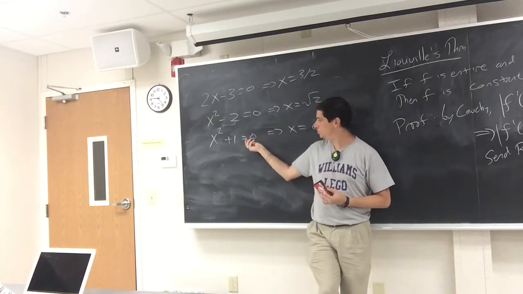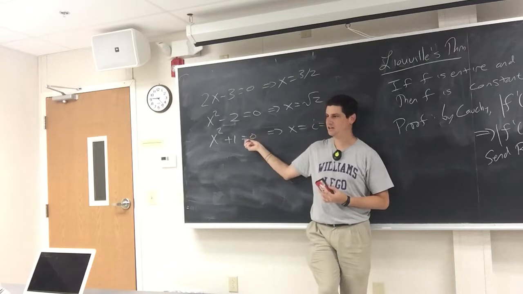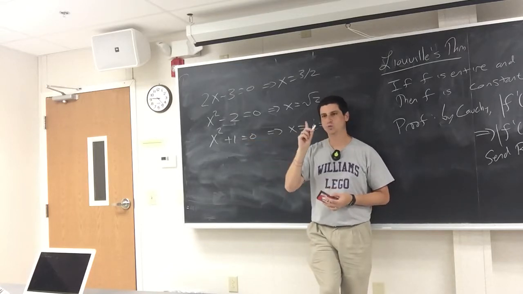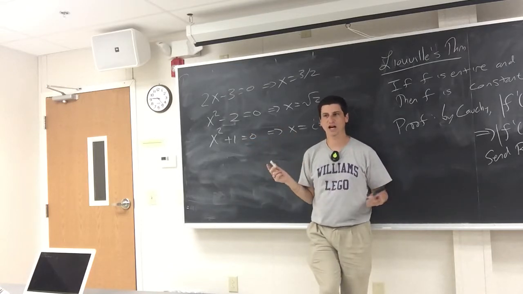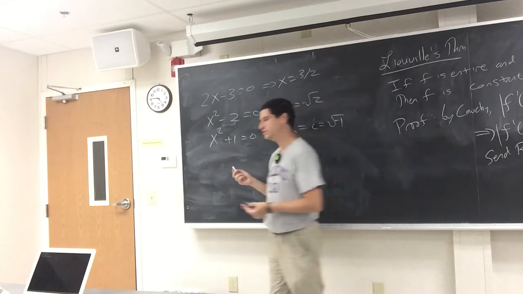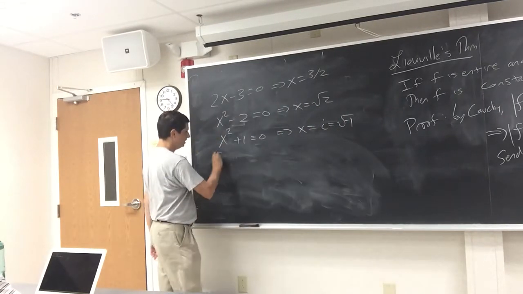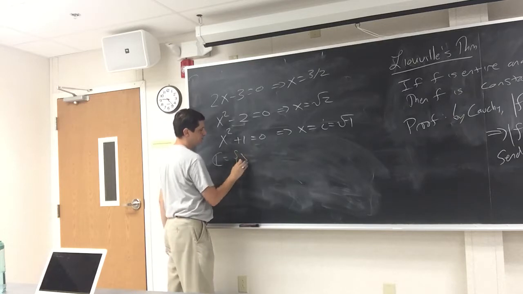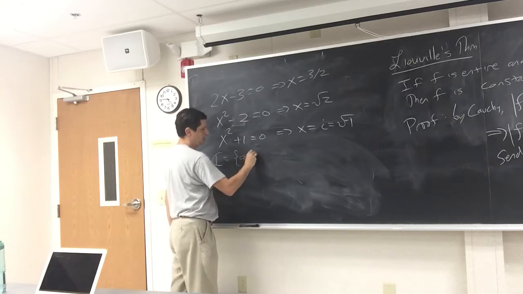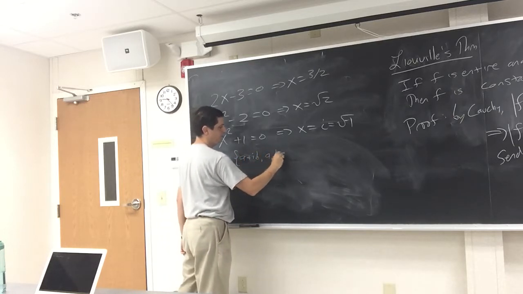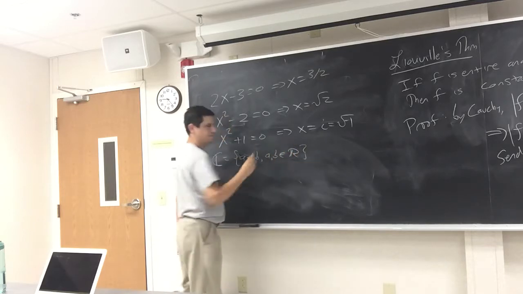Now, what's absolutely amazing is if we just take x squared plus 1 equals 0, that gives us 2 new roots, i and minus i. And that gives us the complex numbers. So C is the set of all numbers a plus ib, where a and b are real.